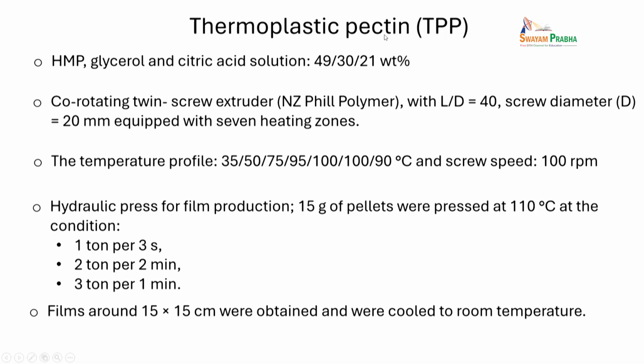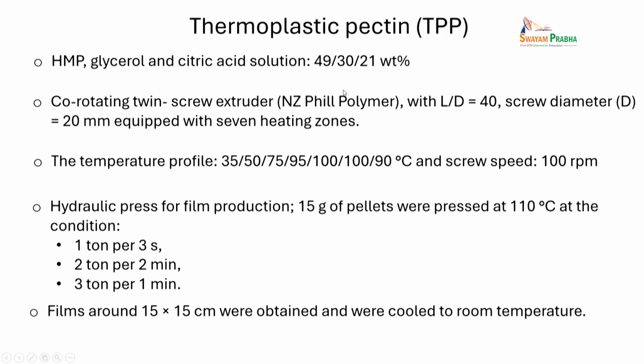Just like how thermoplastic starch is being made and used for film formation through an extrusion process or blown film process, pectin can also be used in a similar way. There are a few papers. For example, in one of the papers I found that high methoxylated pectin is mixed with glycerol and citric acid in certain proportions: 49 weight percent of HMP, 30% glycerol and 21% citric acid.